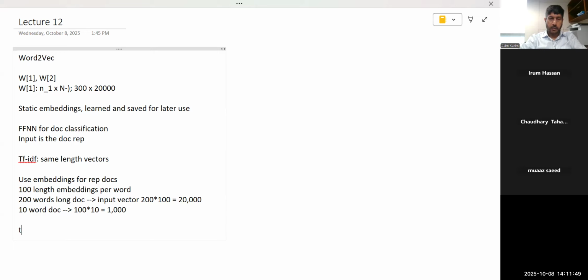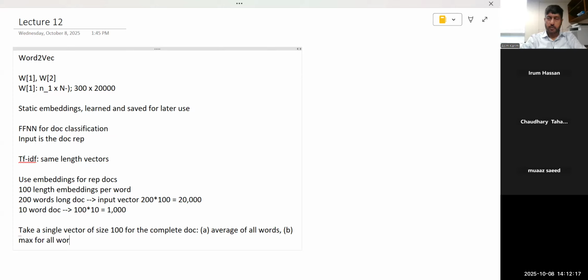There are actually two, three simple ways of doing this. One is taking a single vector of size 100 for the complete document. Now there are two or three options here. Take the average of all words. The other option is you can take a max for all words. So kind of average pooling and max pooling. Okay. So you will be left with a size of 100 for each document.